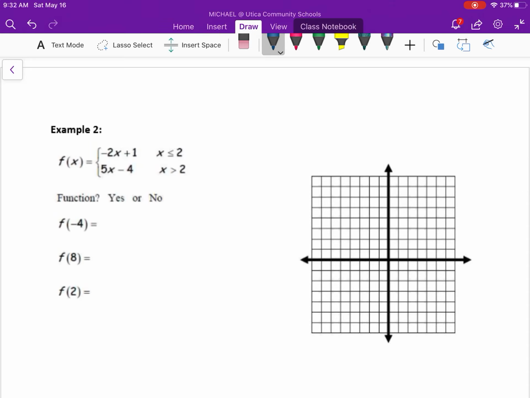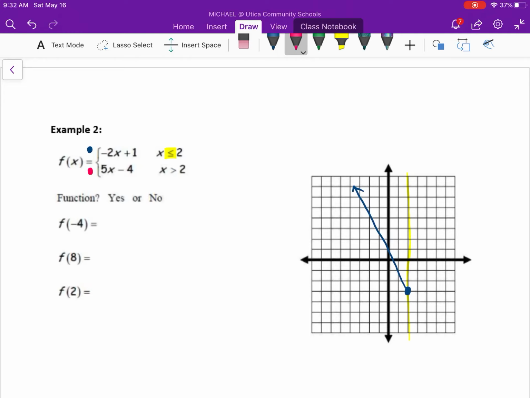All right, let's take a look at example 2. We'll do the same thing. Again, this one breaks at 2. So I'll draw a blue function and a pink function. So the blue function, I'm going to plug in a 2. And when I do, I get -4 plus 1, which is -3. And that's going to be a closed circle because it's less than or equal to. That is a slope of -2, which looks like that.